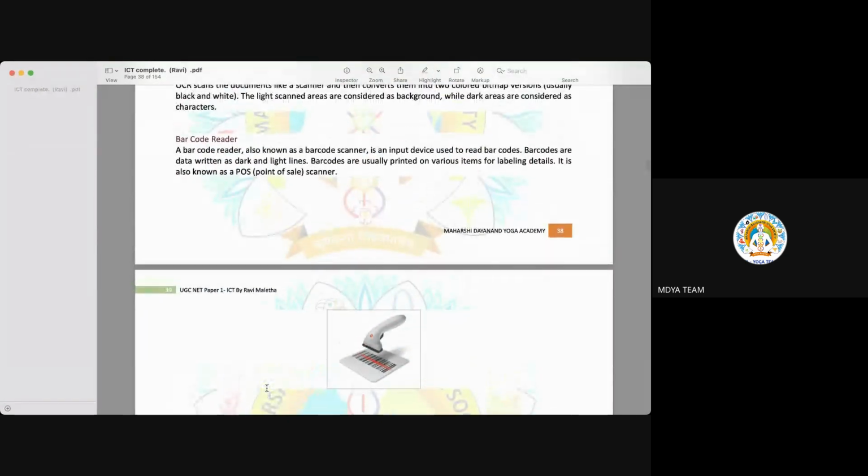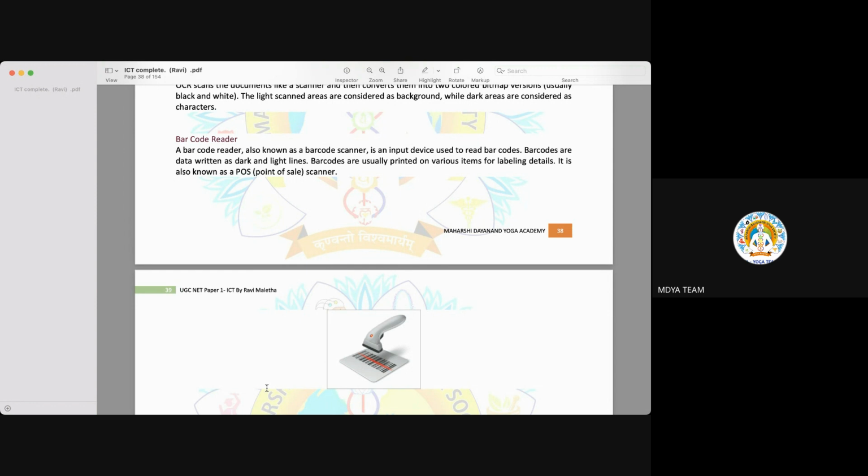Then barcode reader. We have seen this type of reader when we purchase something, when we newly purchase clothes or some items. Every single item nowadays has some barcode on it. Bar means it is data which is written as dark and light lines. Bars are there, some thick lines, some fine lines, and they hold particular data.